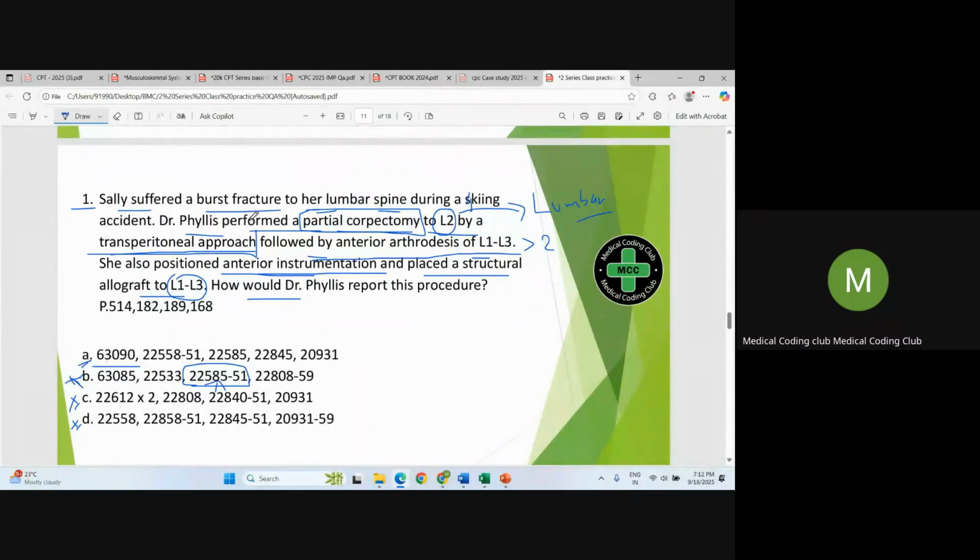So first, since they have performed partial carpectomy to L2 by transperitoneal approach. See, you will have this question, like one question they may mention as partial carpectomy to any one vertebra like L2, L3 by transperitoneal approach, and one more approach we have, that is thoracolumbar approach, both thoracic and lumbar. So these are the two different types. Okay, so we have to check and then you can take the code. So we'll see this.